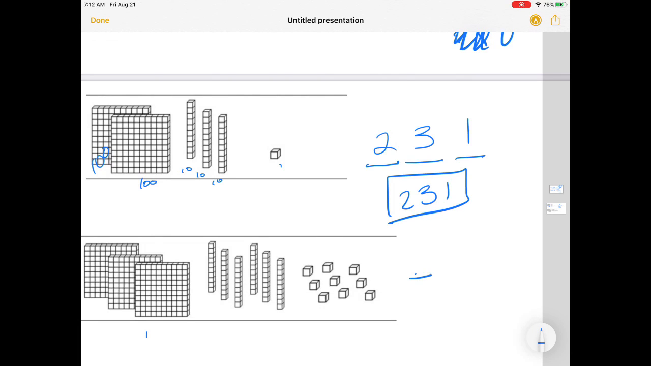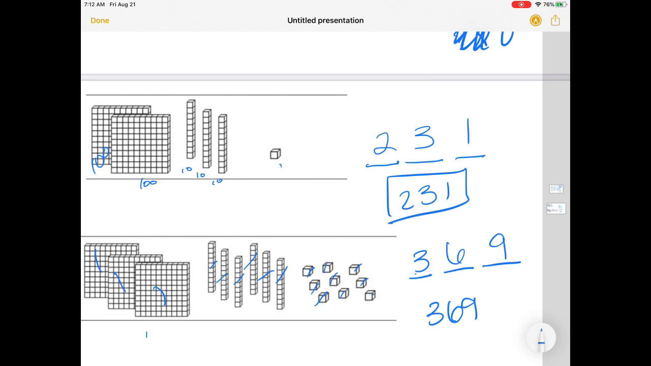Let's look at this bottom one because there's a little bit more. I have hundreds, tens, ones. I have 1, 2, 3, 4, 5, 6, 7, 8, 9 ones. 1, 2, 3, 4, 5, 6 10 rods. So that goes in my 10 spot. And I have 1, 2, 3 hundreds. So that goes in my 100 spot. So my number here is 369.